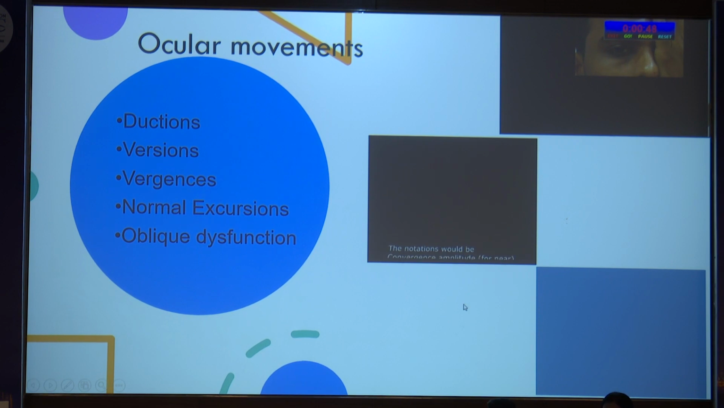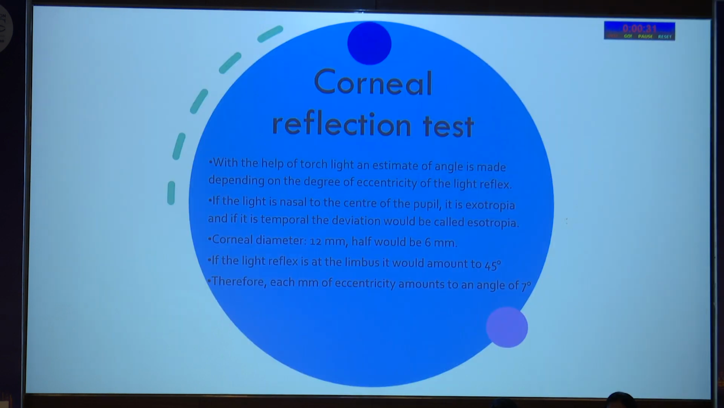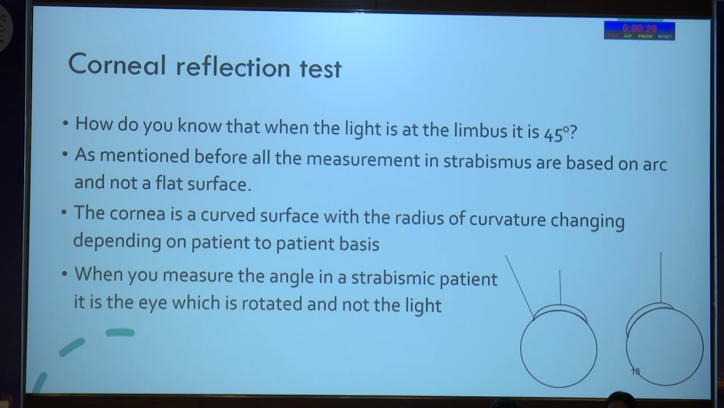I'll just come to the notations, because that is what the topic was: how do you note them. The notations for convergence amplitudes are the breaking point, a certain number of prism diopters, say 40 prism diopters, and then there is a recovery point. Normal convergence amplitudes are around 25 for the breaking point, and the recovery point is 20.